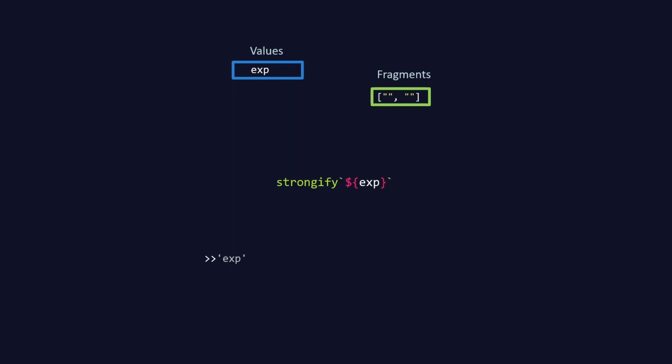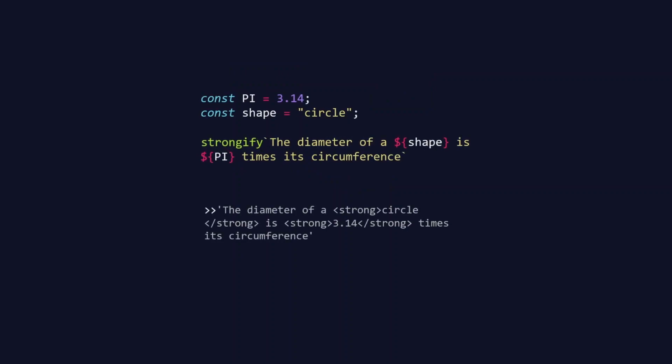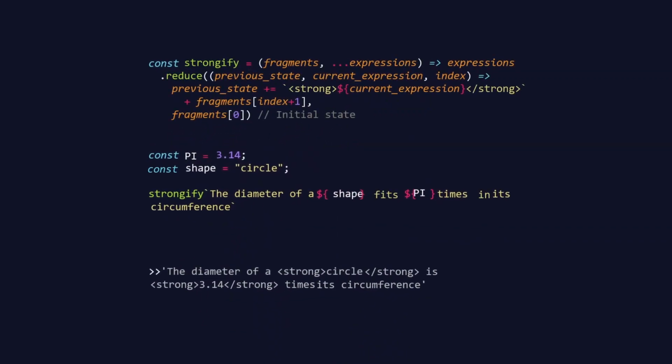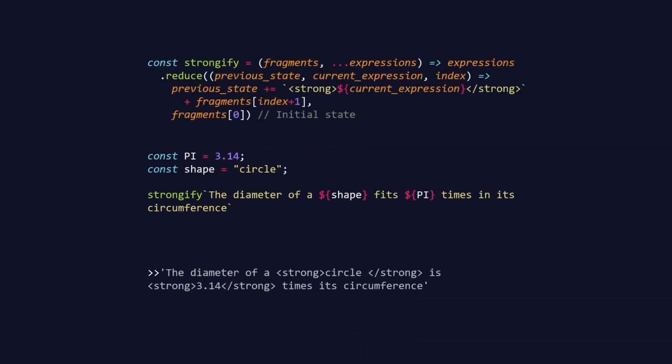Back in our example, strongify will be defined as a function with its first parameter as an array of strings, which are the fragments, and the rest of the arguments will be the expressions. So for versatility, we put as a second argument a rest operator to capture all those arguments. At this point, you can figure out how the algorithm works.